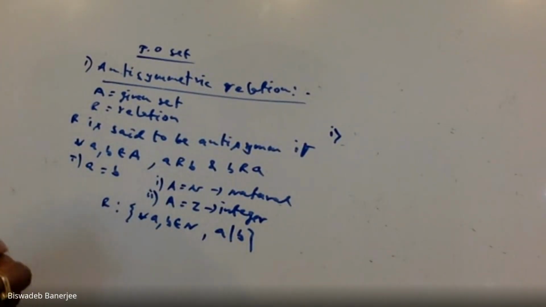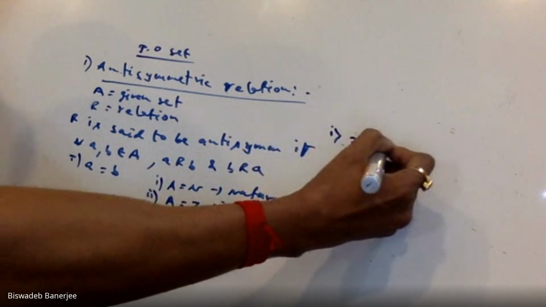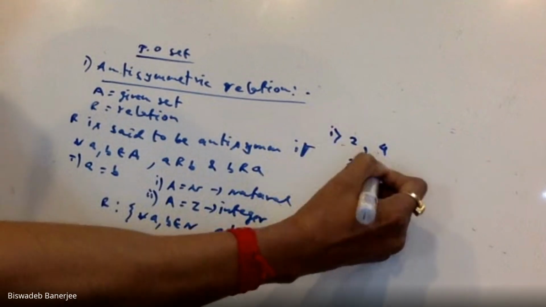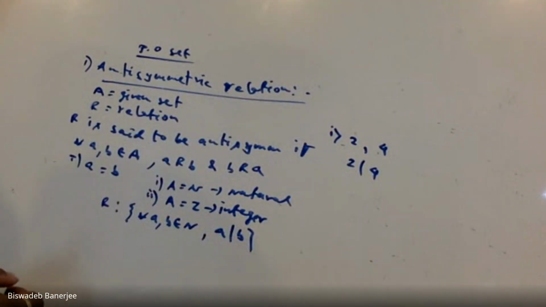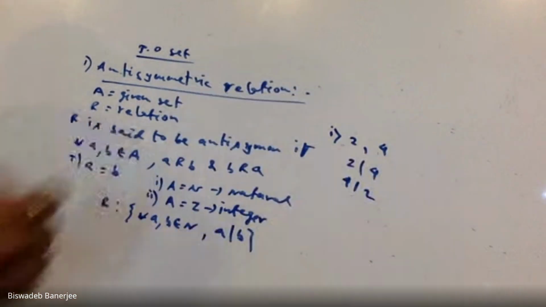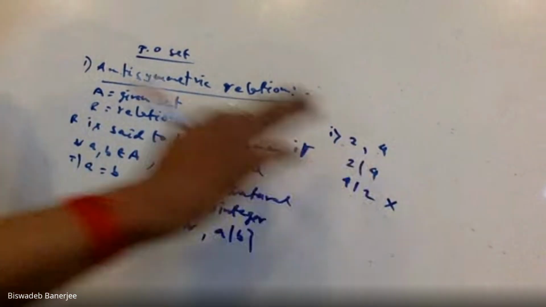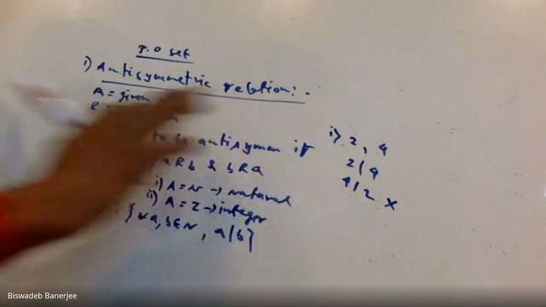Is this relation antisymmetric? Suppose I am taking two natural numbers, 2 and 4. 2 divides 4, obviously. But does 4 divide 2? The answer is no. 2 always divides 4, but 4 does not divide 2.